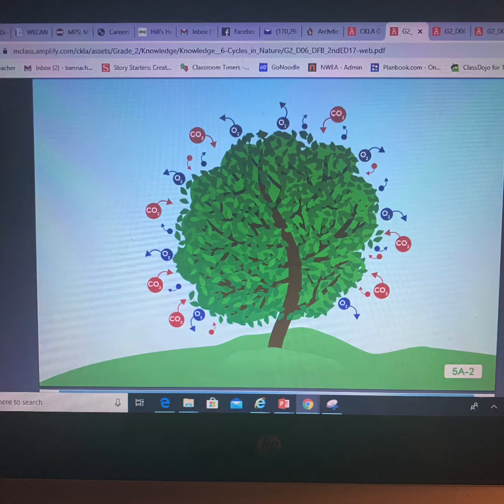For example, trees provide us with oxygen to breathe. Trees also take in carbon dioxide through their leaves. Carbon dioxide is a greenhouse gas, meaning that if too much of it builds up in Earth's atmosphere, our planet will heat up. Therefore, trees help to manage Earth's climate and keep it livable for us.